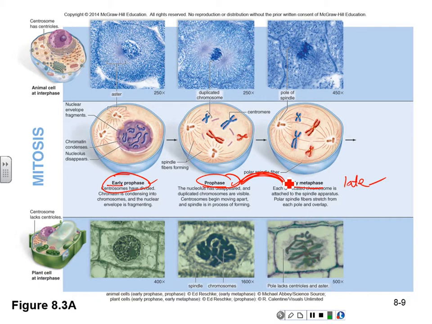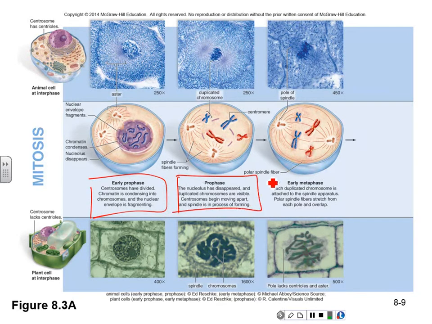What I would suggest that you do is review each of these paragraphs that are under each title. So these paragraphs here, you need to know this information and exactly what's happening. So a test question might say, in which phase is the nucleolus disappeared and the duplicated chromosomes are visible? You need to be able to tell me that that's prophase.